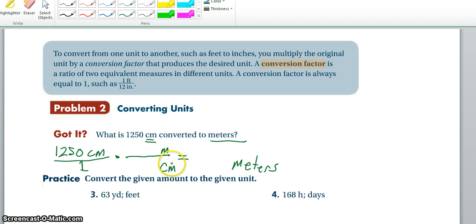But in the metric system, we know that there are 100, yes, that's right, centi means 100 centimeters in 1 meter. So when I divide 1,250 by 100, because of the two zeros, we bump my decimal over 2 places, and we now get that that is approximately 12.5 meters.